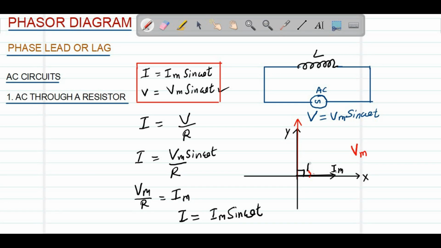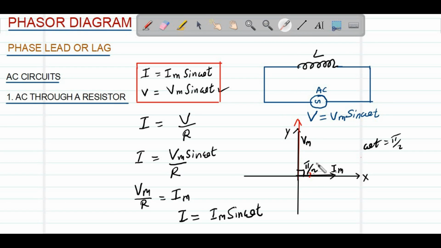If there is an inductor connected in a circuit, then we can see voltage will be ahead. It means voltage will be ahead by 90 degrees and current will be lagging. So there will be a phase difference of pi by 2. Here this omega t is equal to pi by 2. If there is an inductor connected in the circuit, voltage will be leading the current by pi by 2.